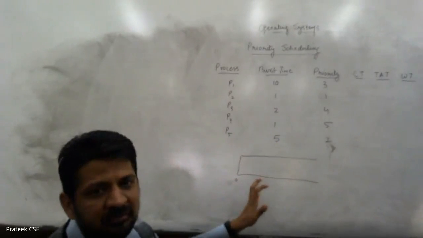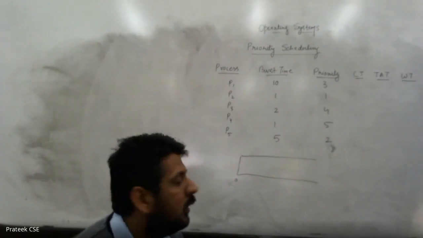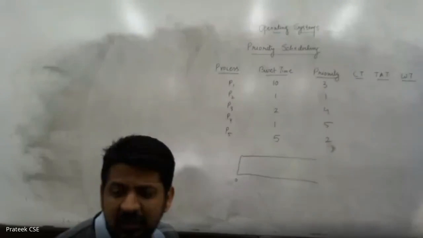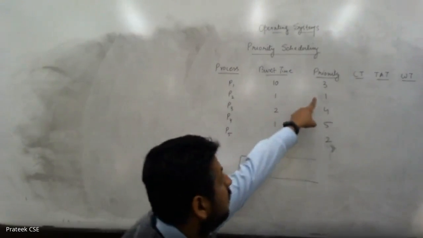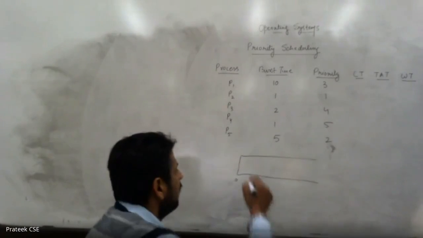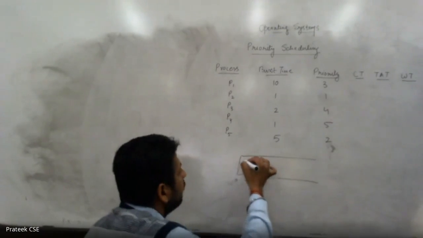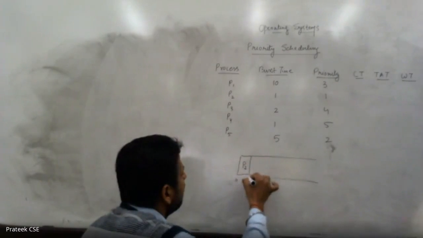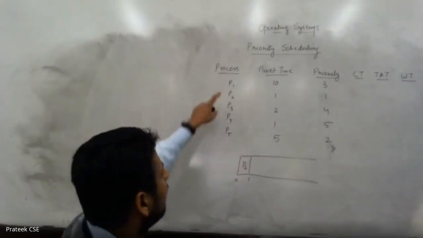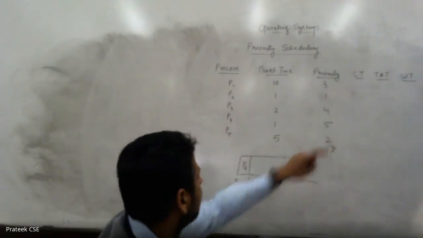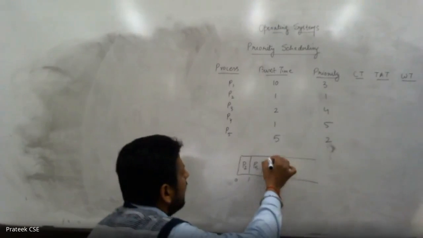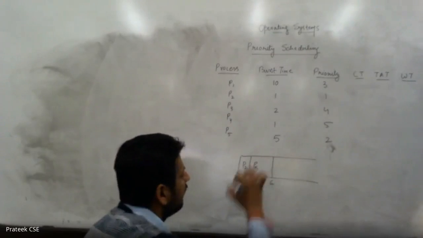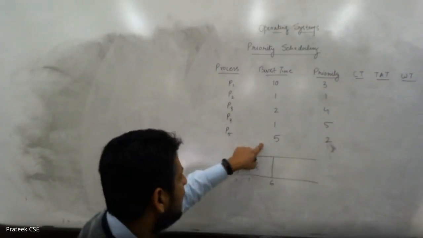The Gantt chart always starts with 0, as we all know, and definitely process P2 has the highest priority, 1. That means first of all process P2 will execute, and P2 requires only 1 millisecond on the CPU. After that we have the priority of process P5. P5 requires 5 milliseconds, so from 1 to 6 milliseconds this process P5 will execute.